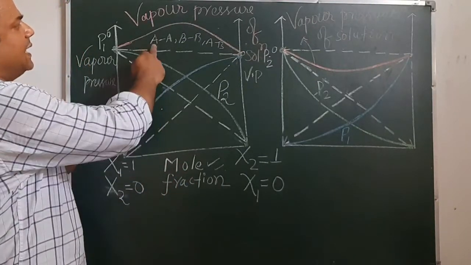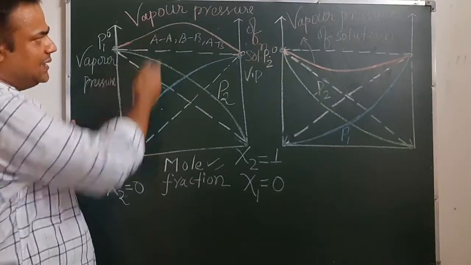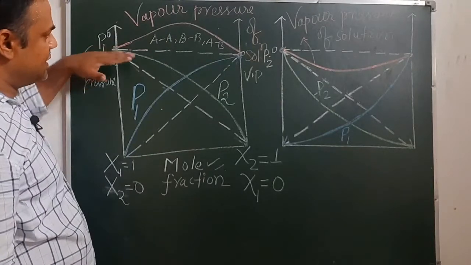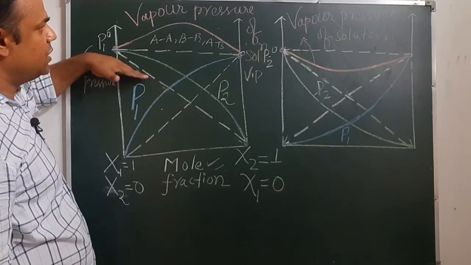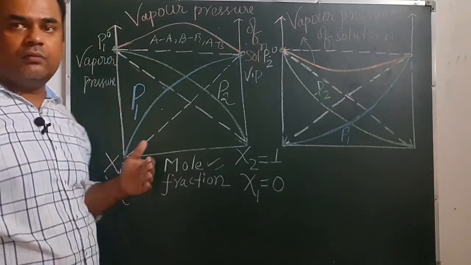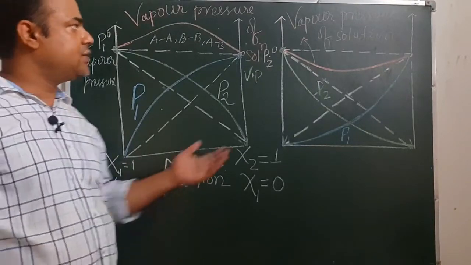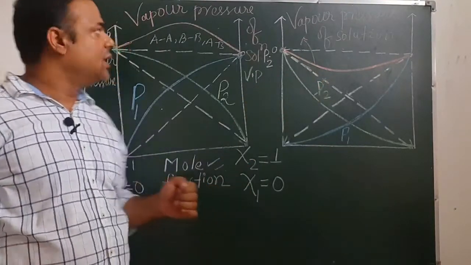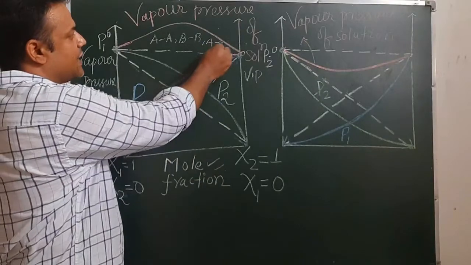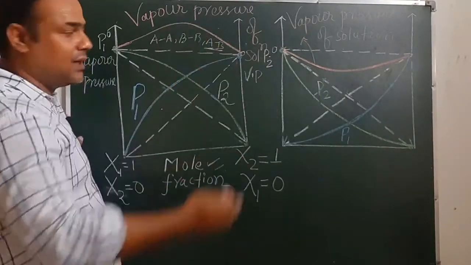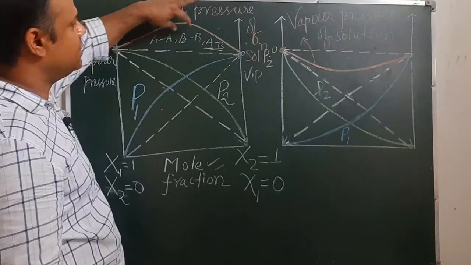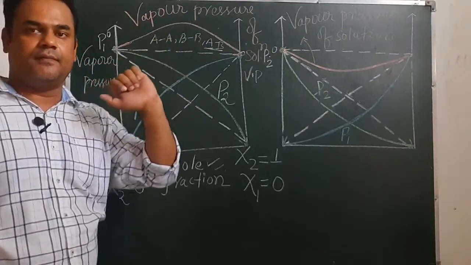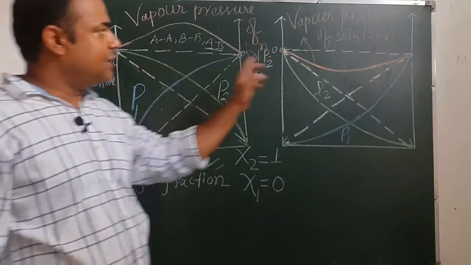So we can say that as the vapor pressure has increased, that's why we say that this solution is positively deviated from Raoult's law. But in case of negative deviation, this AB interaction becomes stronger than solute-solute interaction and solvent-solvent interaction. In that case, what will happen?